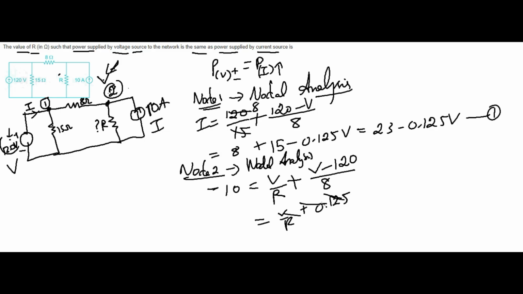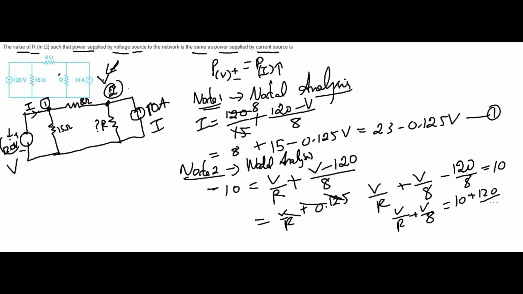So what it means: 10 is equal to V by R, I just write V by R here. Then afterwards plus V divided by 8, and then afterwards minus 120 by 8, I just write here. That is equal to 10. So here you can write V by R plus V by 8 is equal to 10 plus 120 divided by 8.